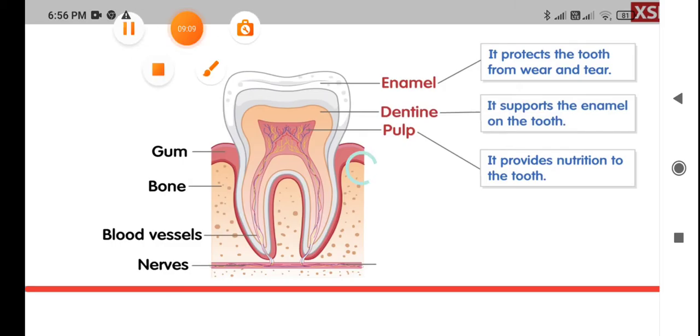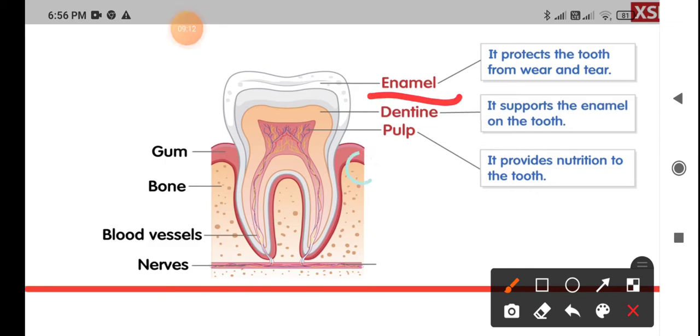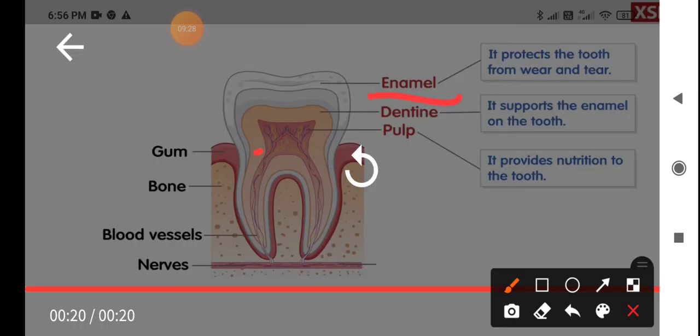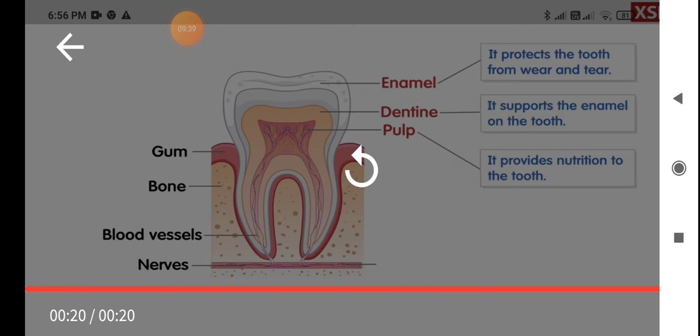So the outermost layer is enamel. This is the enamel part which protects the tooth from wear and tear. It's giving protection to the tooth. And the next layer is dentine, which is giving support to the enamel. And the middle layer, which is so soft, is the pulp. And pulp is used for providing nutrients to the tooth. So these are the different parts of your tooth.